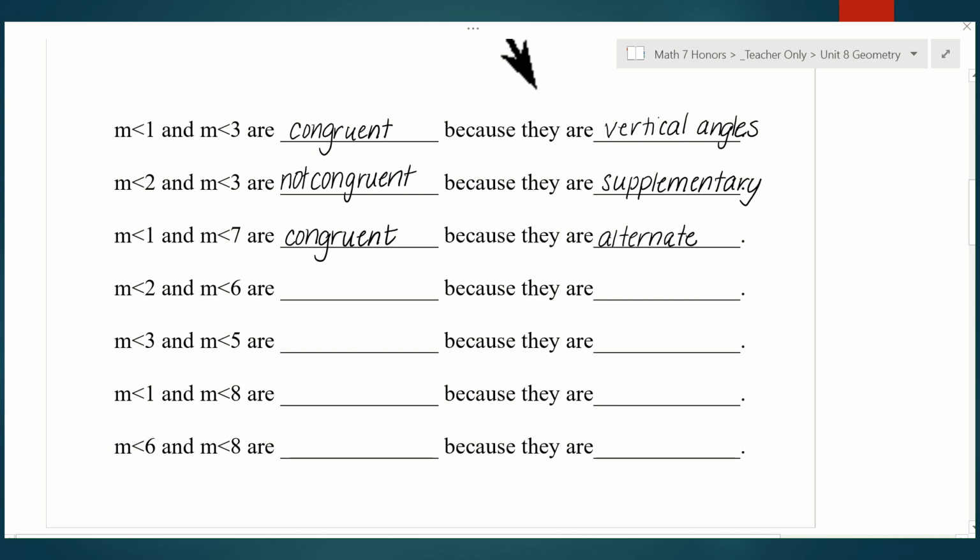And the second thing I want you to see is that those two angles, 1 and 7, are outside of the parallel lines. If you look at the parallel lines, you can see 1 and 7 are outside. So we call that being exterior. So these are alternate exterior angles.